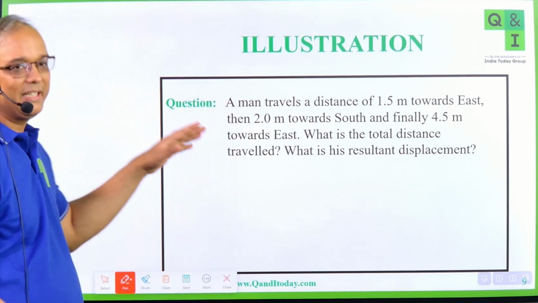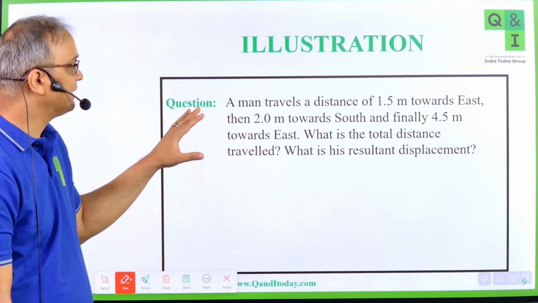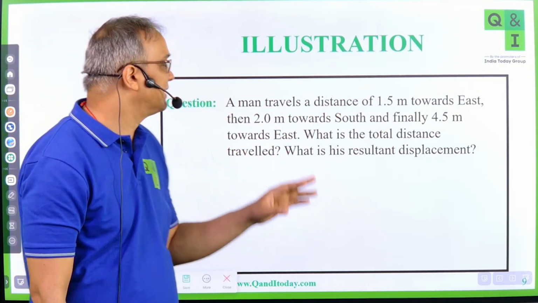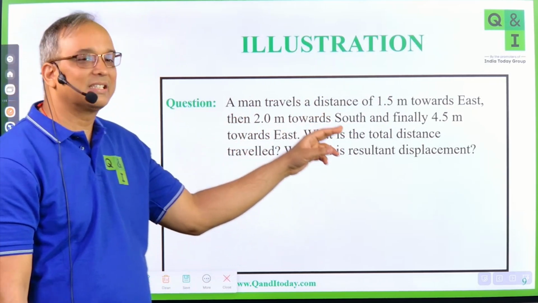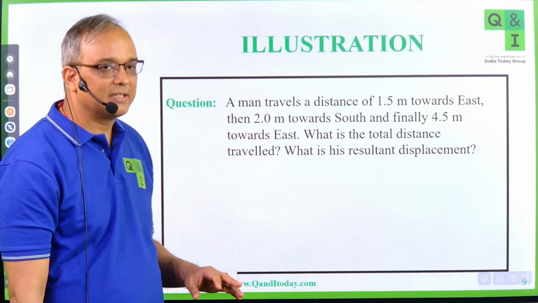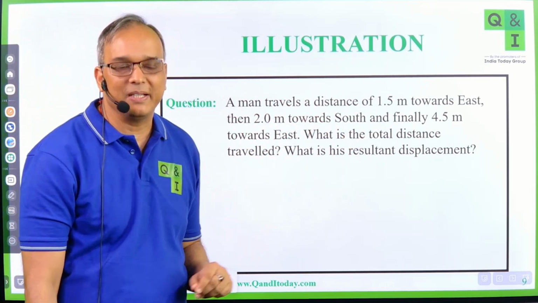So I'll explain the question once, so it becomes easier for you to attempt the question. What is the question saying? A man travels a distance of 1.5 meter towards east, then 2 meter towards south, and finally 4.5 meter towards east. What is the total distance traveled and what is the resultant displacement?